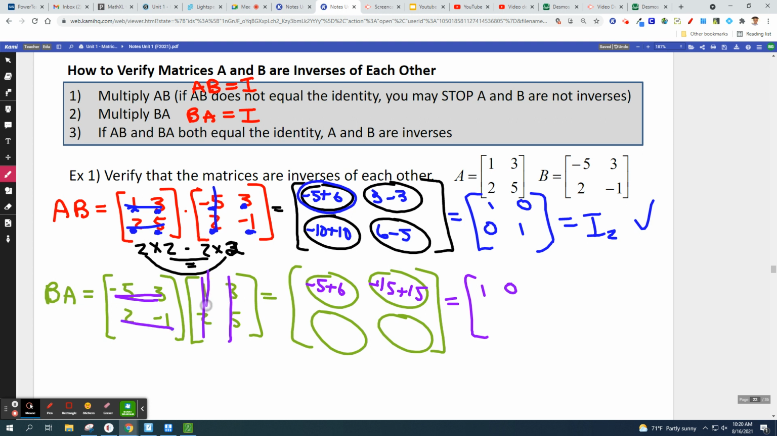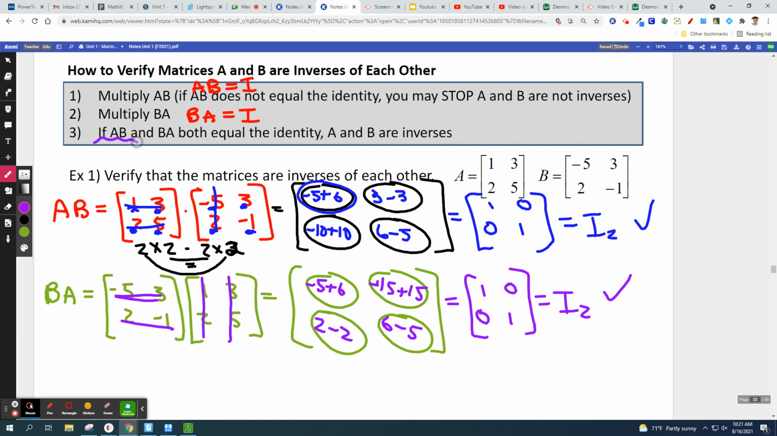Bottom left. That's hard to read, isn't it? Bottom left. That's 2 and -2. 2 minus 2 is 0. And then bottom right, 2 times 3 is 6. -1 times 5, that's going to be 6 minus 5 is 1. So again, I get I2. That's exactly what I want.